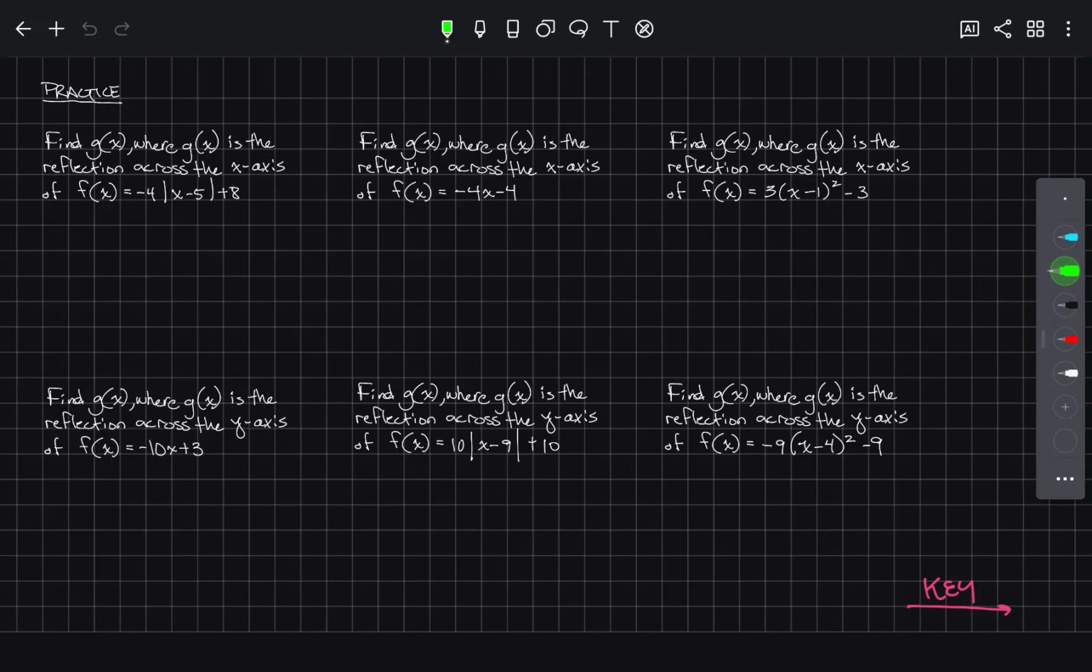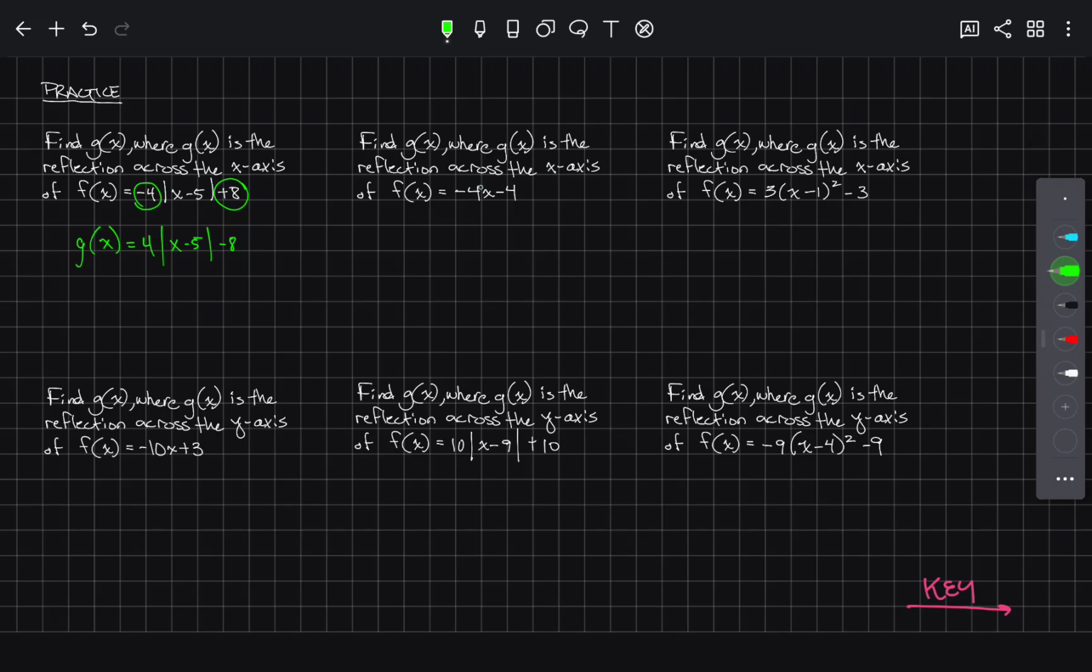Let's take a look at some of these practice problems and see if we can rewrite these equations. So we know a reflection across the x-axis, that if we wrote g of x, we know a reflection over the x-axis is going to be the opposite of what is being multiplied and the opposite of the vertical shift. So that would be 4 times x minus 5 minus 8.